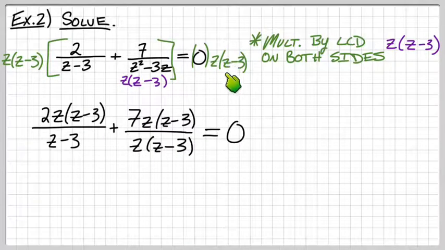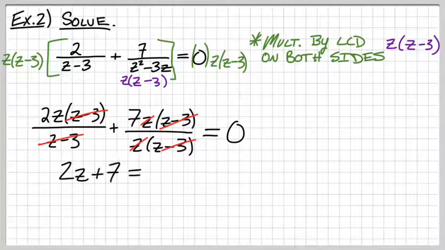So on the right hand side, that was easy. 0 multiplied by anything is 0. On the left hand side, 2 over z minus 3, 7 over z minus 3. So now let's just cancel these things out. So z minus 3, that's gone. That's the whole point. And the z's and z minus 3's are gone here too. So now it gets a lot easier. So we picked the right thing to multiply by on the first step. Things get a lot easier. So we cleared out the denominators. And we're just left with 2z plus 7 equals 0.